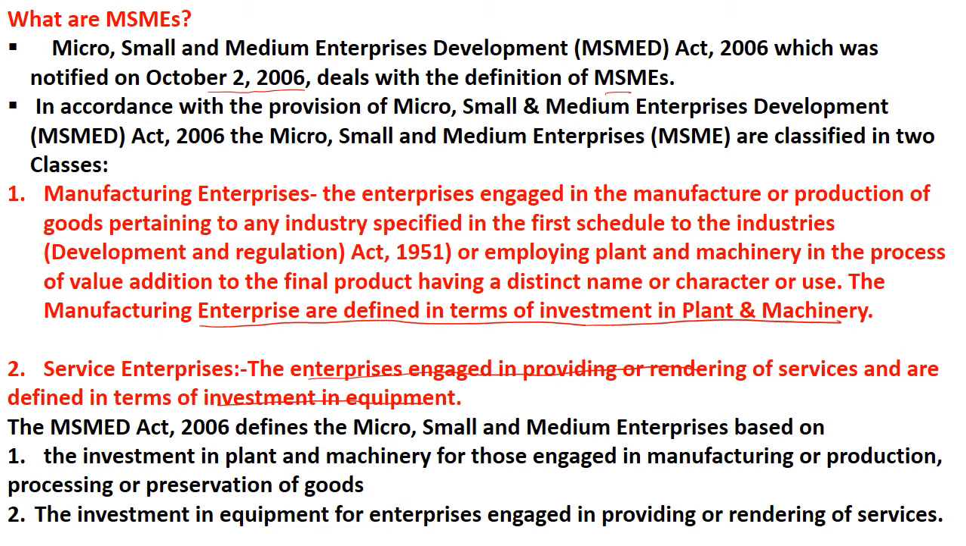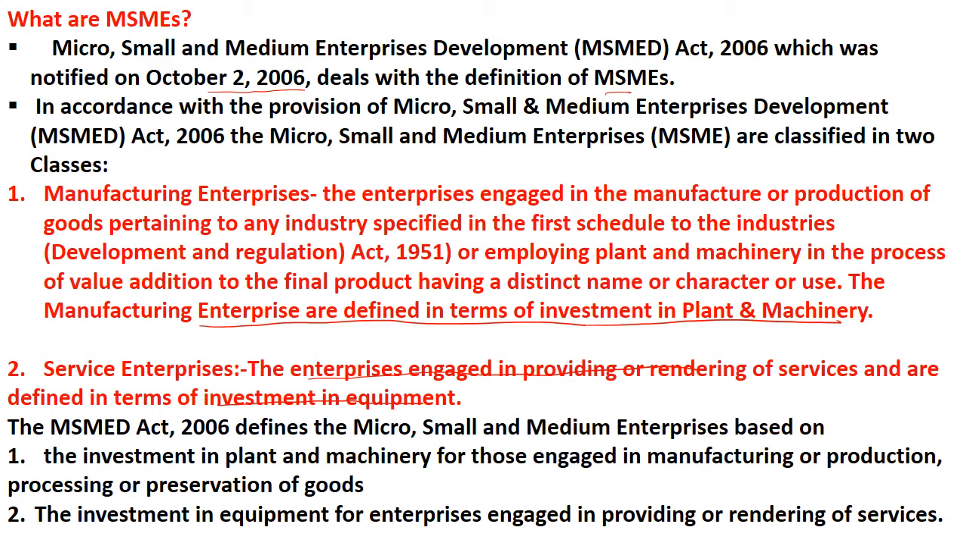According to that, micro, small and medium enterprises are classified into two classes. First is manufacturing enterprises and second is service enterprises. Manufacturing enterprises are defined in terms of investment in P&M, that is, depending upon the investment in plant and machinery, they are classified as micro, small and medium enterprises.